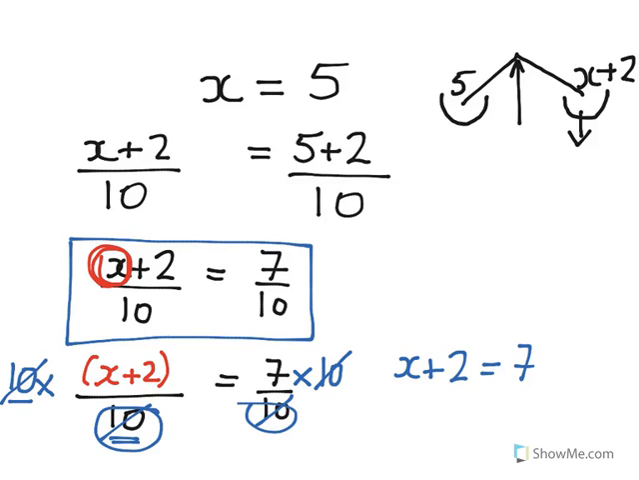So if x plus 2 equals 7, how can I find out what x is? Well, I don't want to know what x plus 2 is, I want to know what x is by itself. So what can I do? I can actually subtract 2 from this side of the equal sign. If I do that to the left-hand side of the equal sign, I must do the same thing on the right-hand side of the equal sign. So I then get x plus 2 minus 2, giving me x equals 7 minus 2, which is 5. I get back to the answer that I started with.